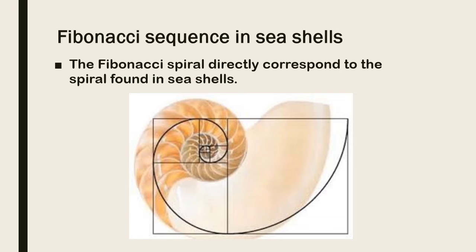Next, Fibonacci sequence in seashells. Seashells are some of the most common examples of the golden spiral in nature. The Fibonacci spiral directly corresponds to the spiral found in seashells. The spiral curve of the seashell follows the pattern of a spiral drawn in a Fibonacci rectangle.